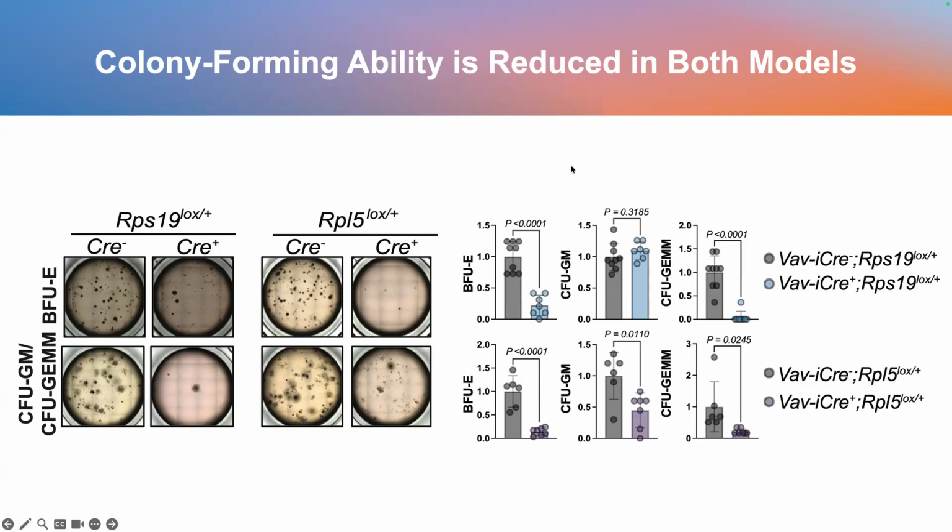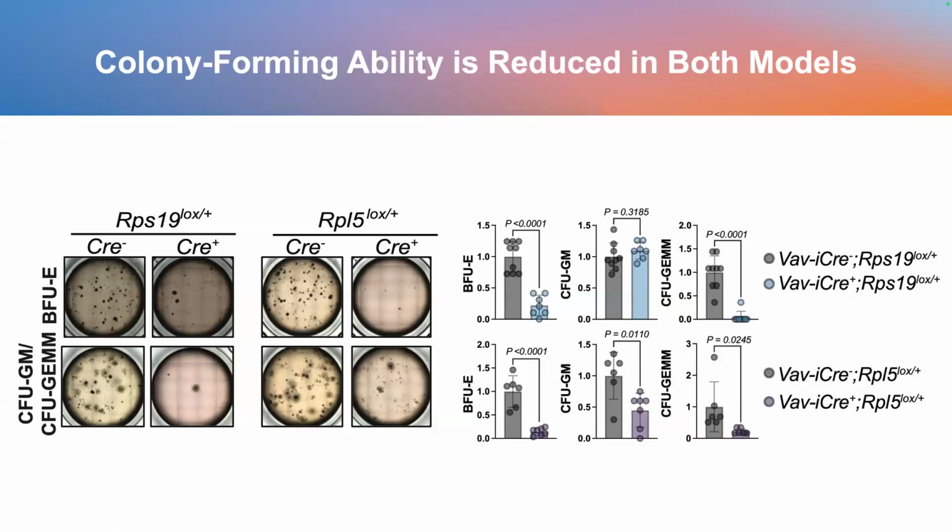The LSK compartment, the stem and progenitor cell compartment is really affected. And in the case of the BFU-E, compared to the littermate control, and now we're confronting them and doing some more elaborate stats, but I can tell you that in the case of the RPL5, it's more dramatic here. You can observe it here actually compared to the RPS19 for BFU-Es than it is for the RPL5.